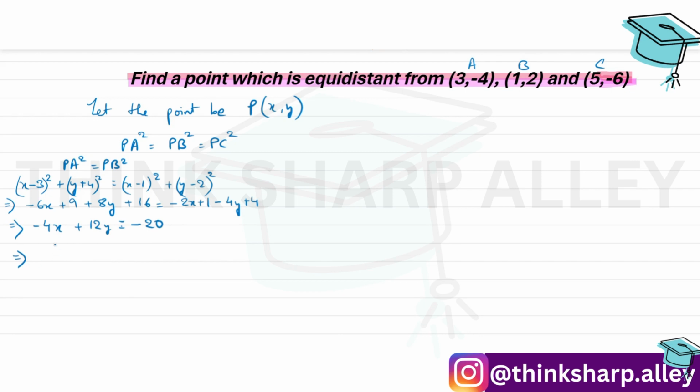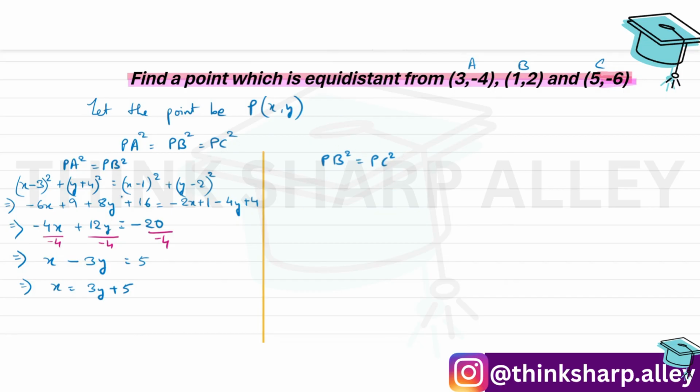Throughout we can cancel by 4, we see. So let me cancel by minus 4. And how do I do it very quickly? Just divide by minus 4. Each and every term is being divided by minus 4. So we get x minus 3y equals to minus 5, right? So find the value of x from here, which we can use later on in any other equation. So 3y plus 5. So we have used only first two. We are still left with PB square equal to PC square, right?